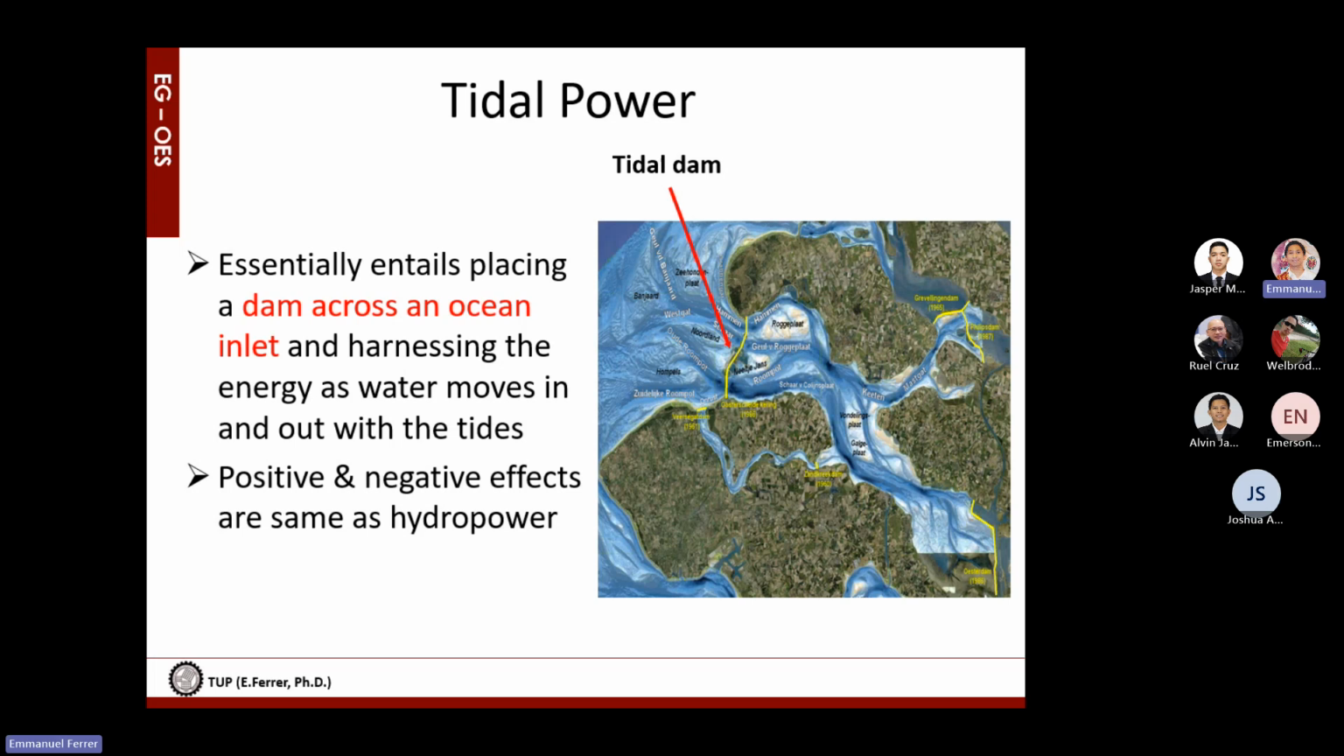Okay, there are of course positive and negative effects similar to hydroelectric mga dams. So here you have the tidal dam. So create siya ng barrier para ma-channel yung flow, no? Papunta din dun sa mga water turbines. Later we can see illustration.